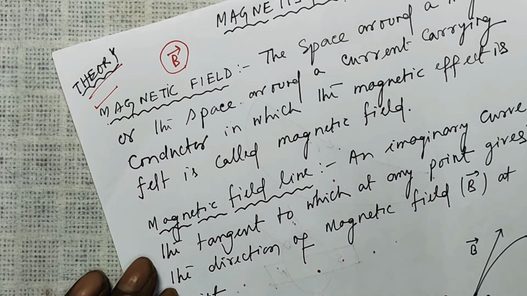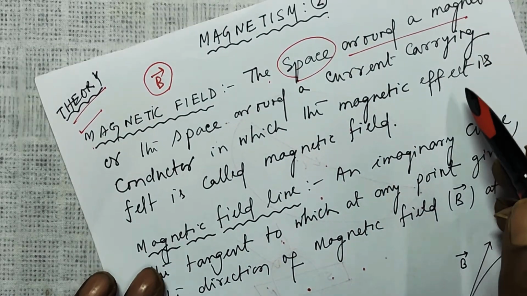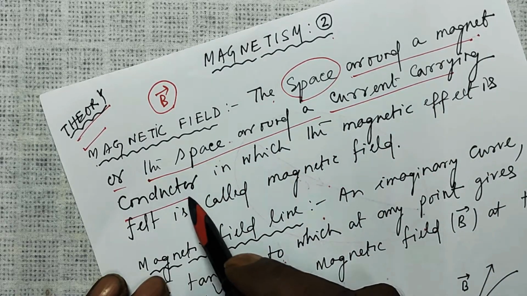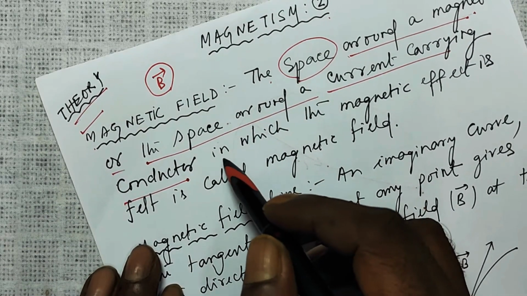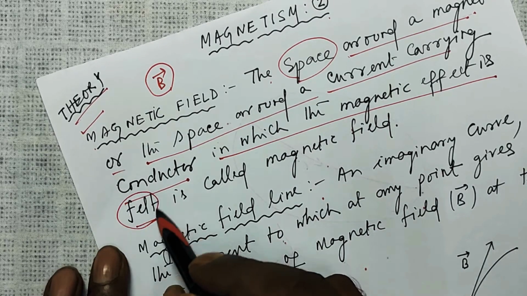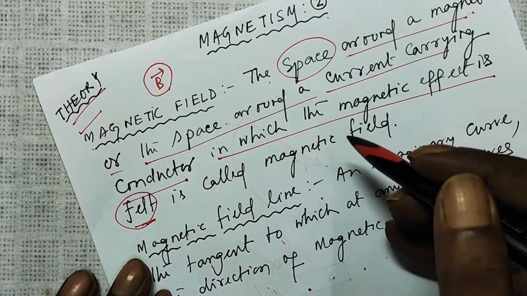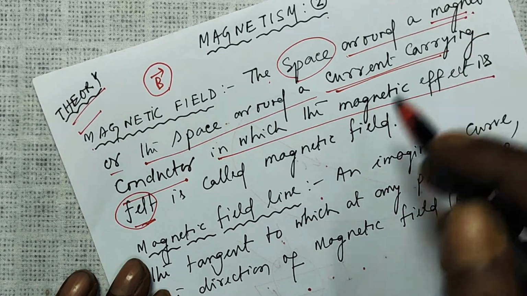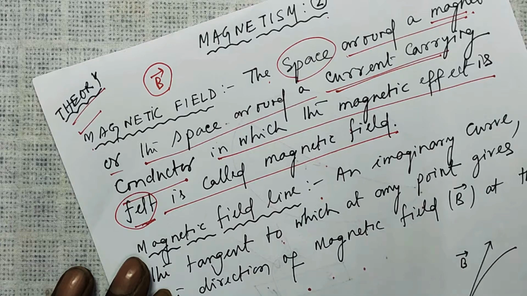So that is what I am saying. The space, not plane, the space around a magnet, or the space around a current carrying wire, because a current carrying wire also behaves as a magnet. All around it, in which the magnetic effect is felt. How is the magnetic effect felt? Either you keep another magnet that will be influenced by this current carrying conductor, or by the magnet. And that space all around it is called its magnetic field.